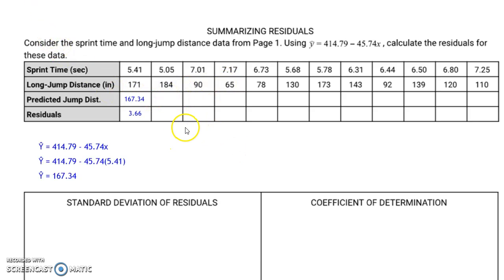I calculated the first residual here. I used the LSR equation, the least squares regression equation. I substituted in 5.41 and I got 167.34. I did actual minus predicted to get 3.66. Now this does seem like a cumbersome process, but there is a way on the calculator to do it, and I will show you, even though there's a couple of different steps to remember.